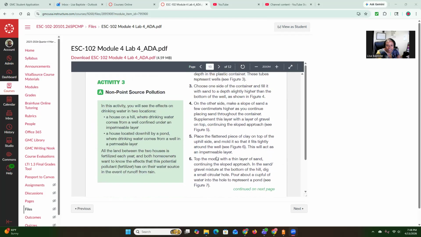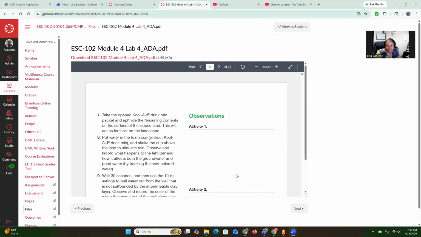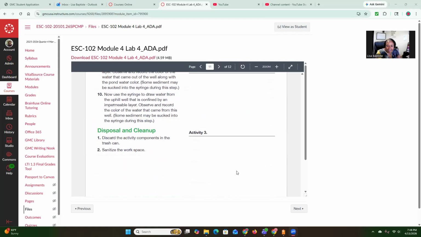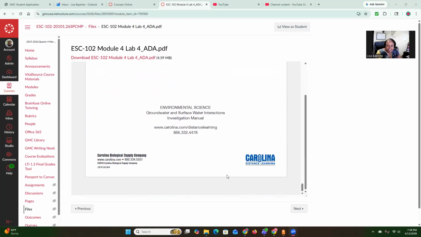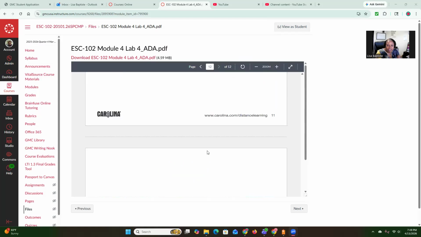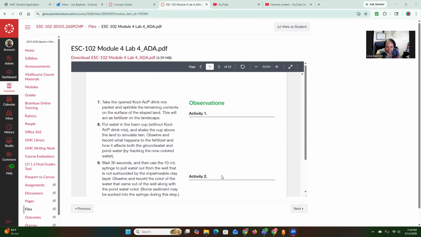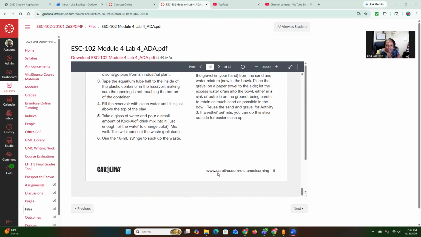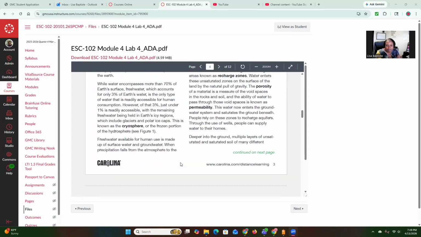It's going to explain how you're going to set all these things up and what you do for your procedures. You want to write down your activity observations, and then you have the questions that I gave you from the previous file that I read to you before. For disposal and cleanup, you're going to discard the activity components in the trash can and sanitize the workspace. If you have questions as you're going through the lab, please let me know.